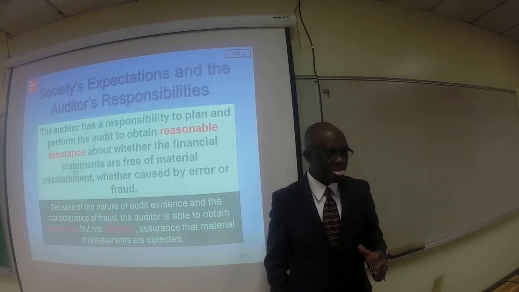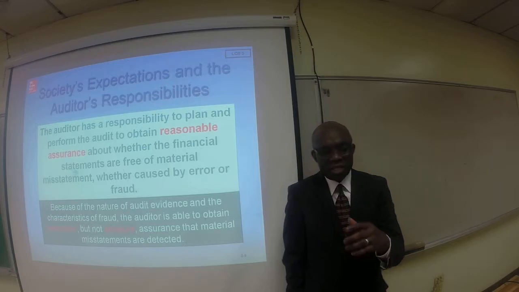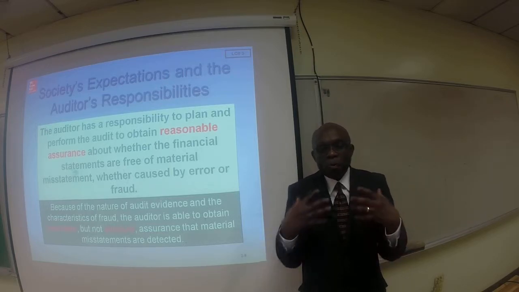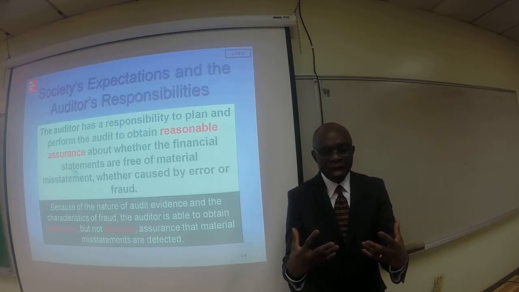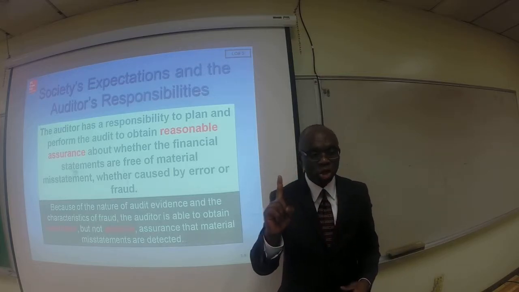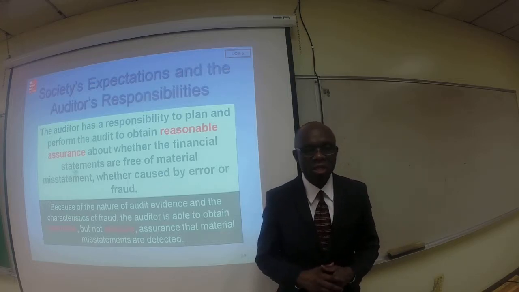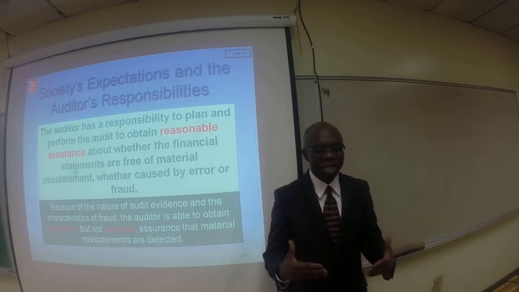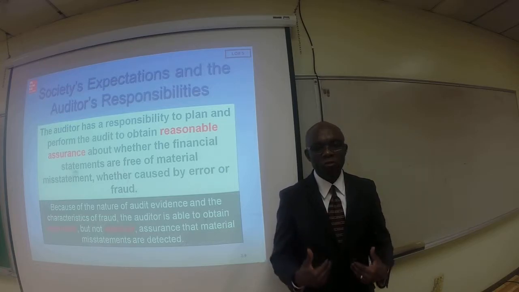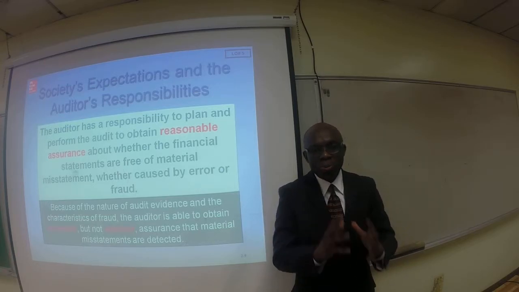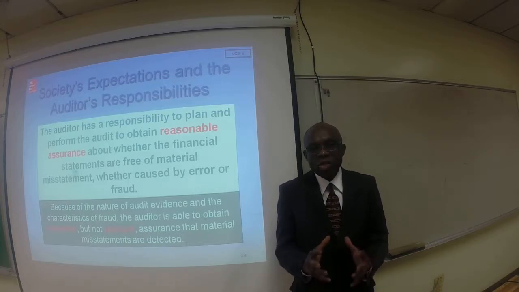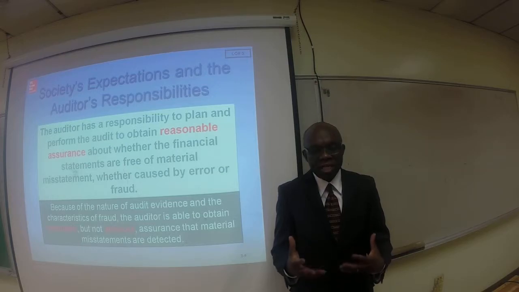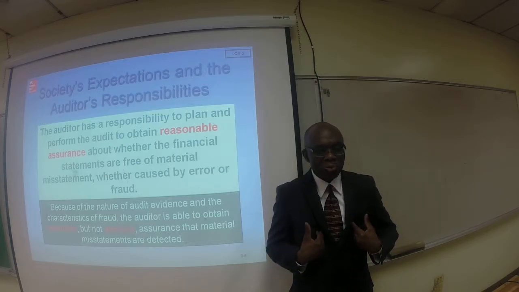What are we talking about here? The auditor has a responsibility, as we indicated, to properly plan the audit and ultimately to obtain reasonable assurance, not absolute assurance, about whether the financial statements are free of material misstatement, whether caused by error or fraud. In other words, our duty is to plan the audit, conduct the audit effectively, and make sure that financial statements are not materially misstated, whether caused by error or fraud. So that is our primary responsibility.